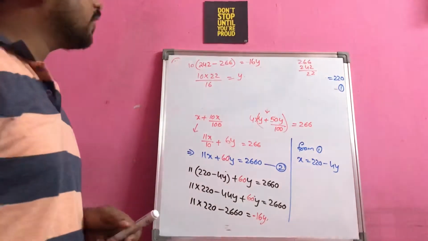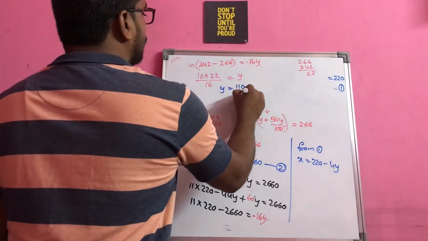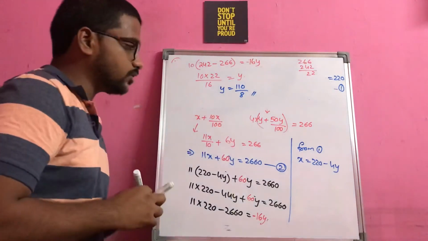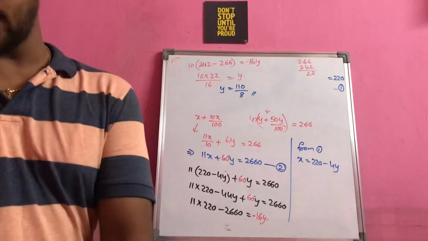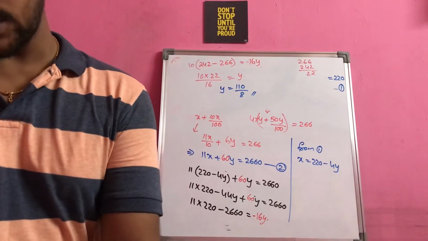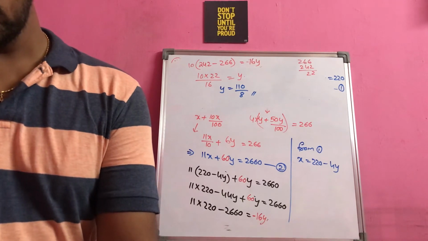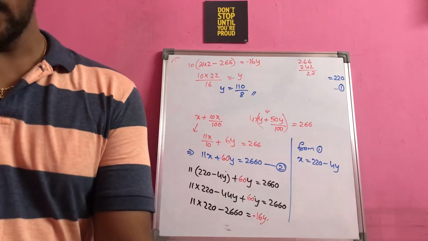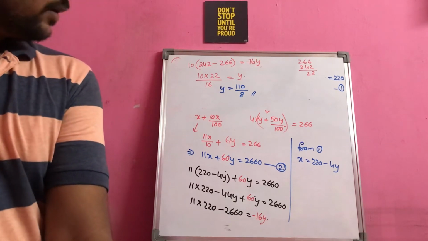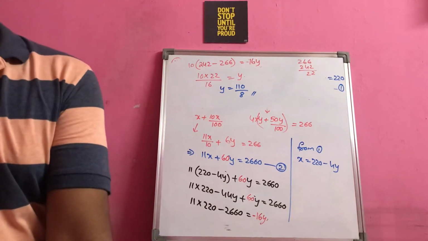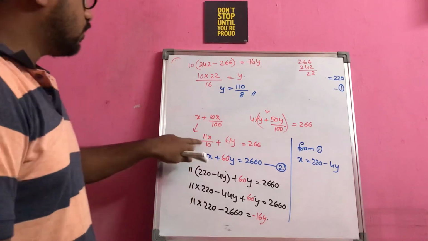So cancel out here, you will be getting y value is equal to 110 divided by 8. This is the cost of sugar, the original cost per kg they are asking. Just let me cross check the answer. (220 minus 4y), and this we are multiplying 11 with 10. So this is correct only.